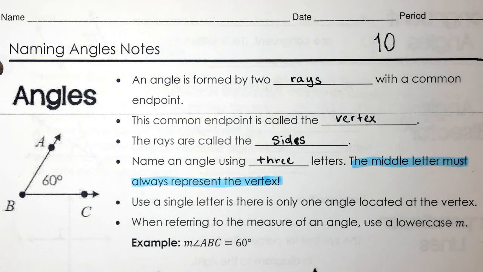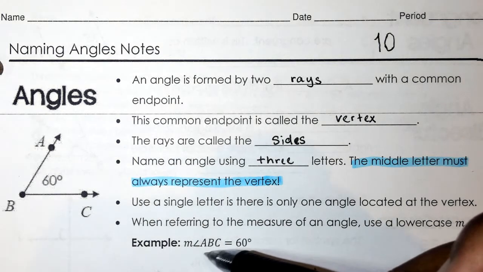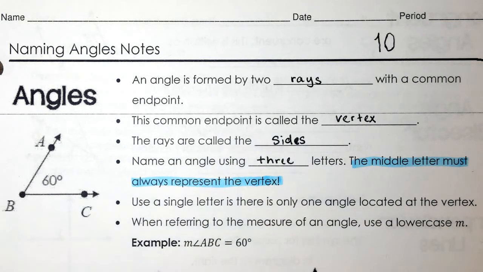An example here shows how they'll call out an angle in abbreviated form. It's M, and then the angle sign ABC equals 60. How that reads is the measure of angle ABC equals 60 degrees. So if you see that written on paper, you shouldn't just say M angle 60, M angle ABC. That's not how you read it. These are all symbols. You'll say the measure of angle ABC equals 60 degrees. That's how it's supposed to be read.